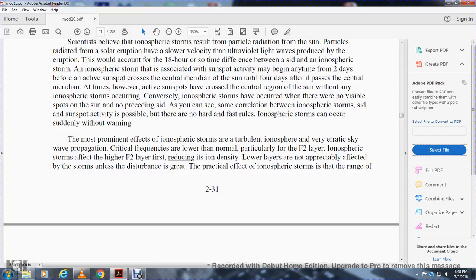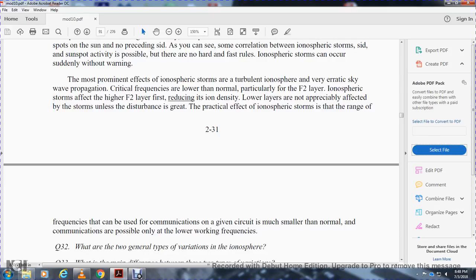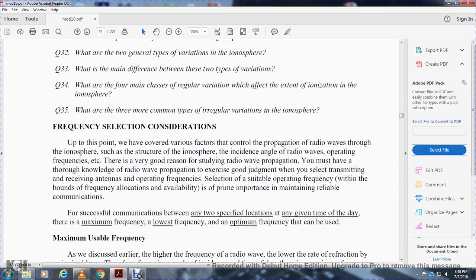Critical frequencies are lower than normal, particularly with the F2 layer. Ionospheric storms affect the higher F2 layer first, reducing its ion density. Lower layers are not appreciably affected by the storm. The practical effect of ionospheric storms is that the range of frequencies that can be used for communication on a given circuit is much smaller than normal, and communications are possible only at lower working frequencies.